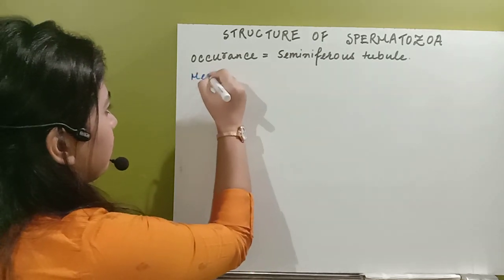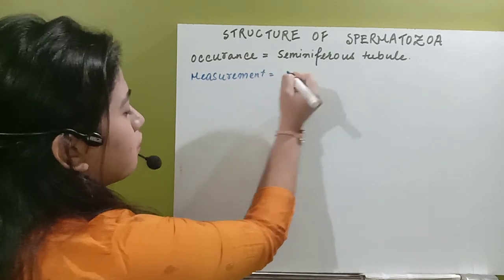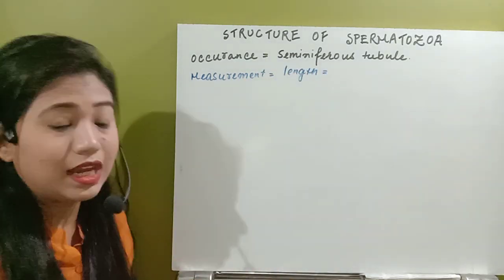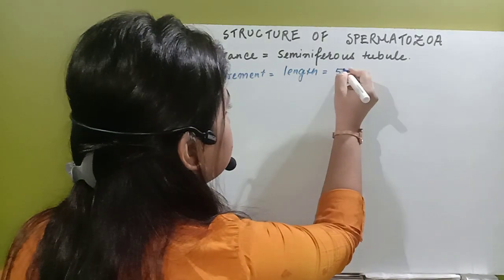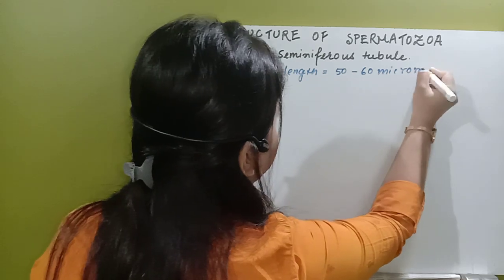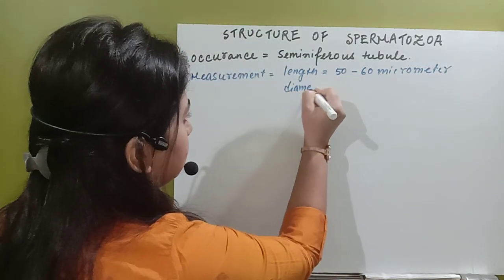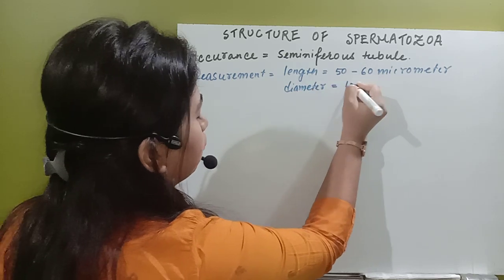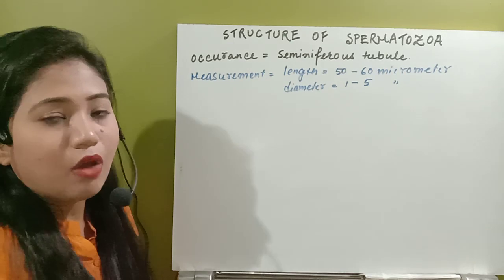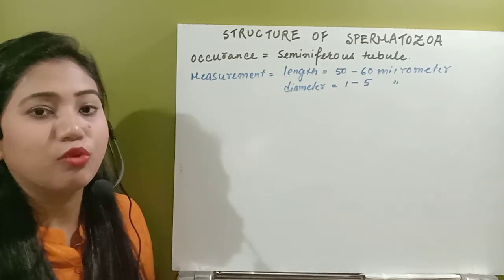If we see about their measurement, first of all, its length from the head to the tail is around 50 to 60 micrometer, and its diameter is around 1 to 5 micrometer. Now this cell, the spermatozoa, is a haploid cell and a motile cell.